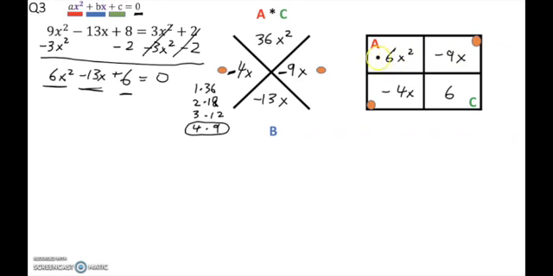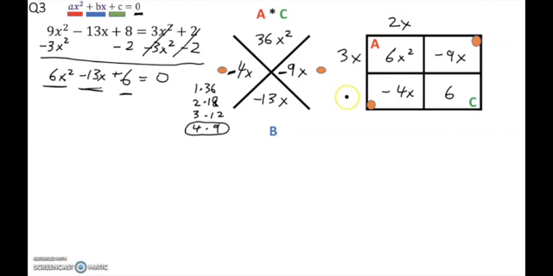Now, let's look at this row here and see what is the greatest common factor that goes into both 6x squared and negative 9x. I believe 3 goes evenly into 6 and 9, so we'll place this 3 there. And an x, because x is the biggest term that goes into x squared and x. Now 3x times what is equal to 6x squared? That's right, it should be 2x.